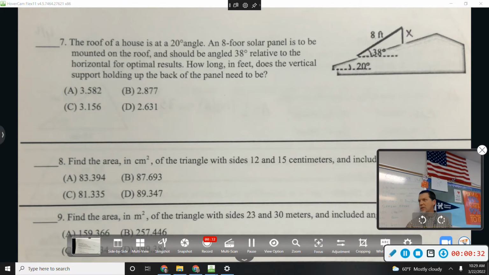No, this is not an area problem. This is a word problem. So there's two things today, area problems and word problems. This would be the word problem.